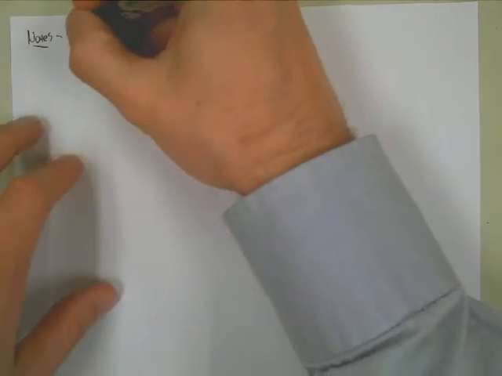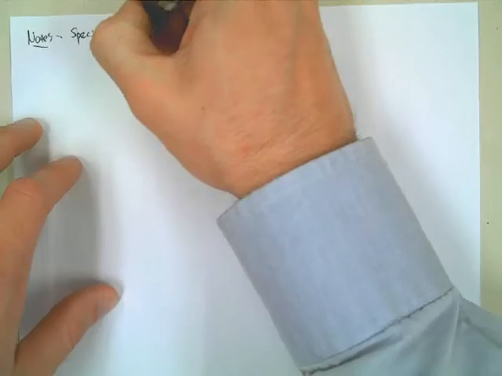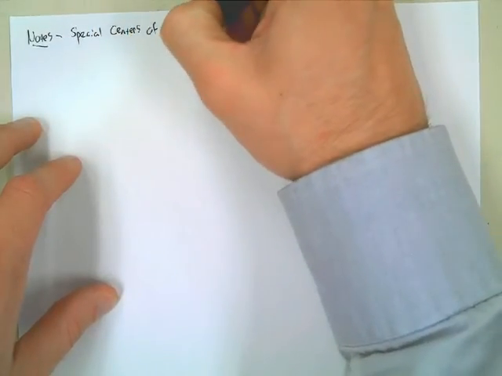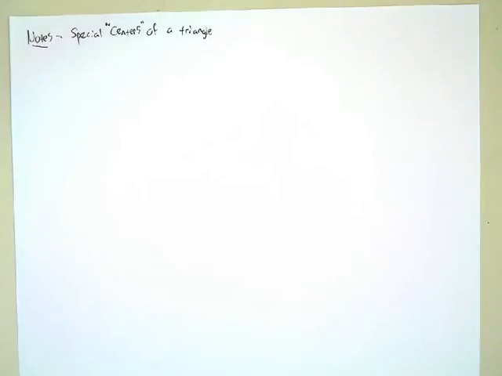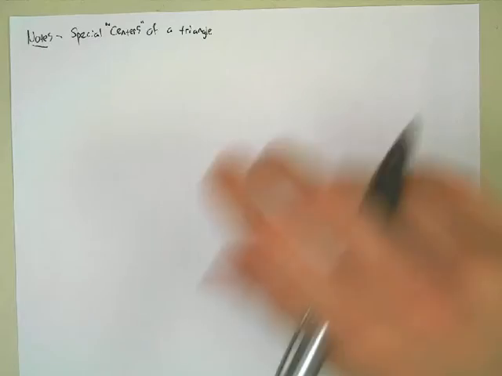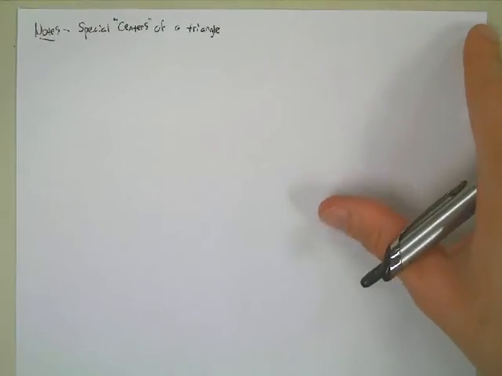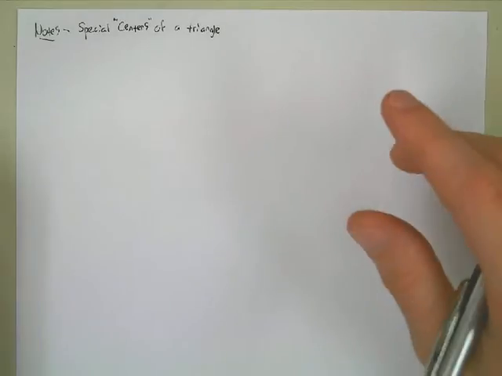So the special centers are kind of like what we're talking about here, okay, of a triangle. So we're going to learn a new special center today, but I first want to review the one we did yesterday just so we have it down, okay? So let's again draw a triangle.